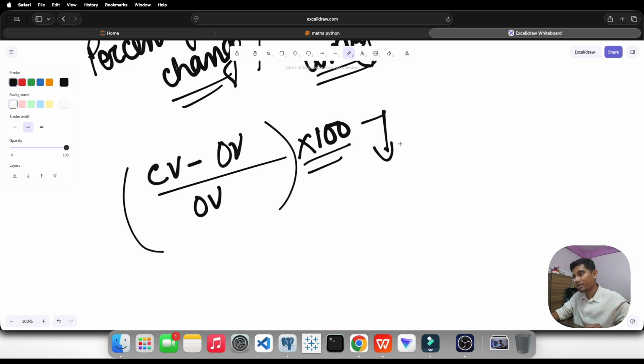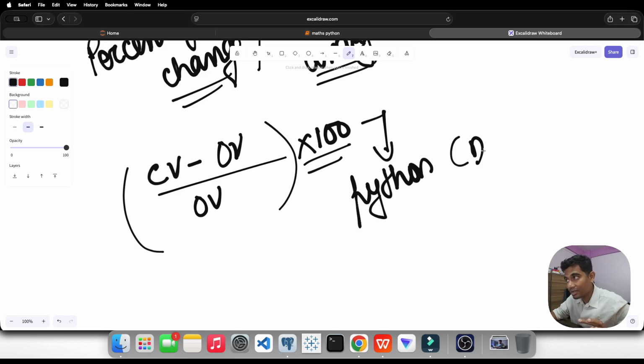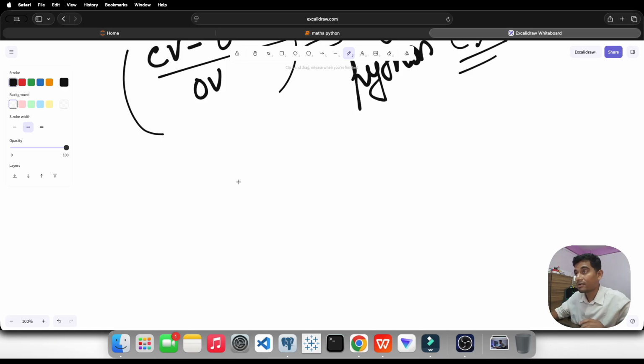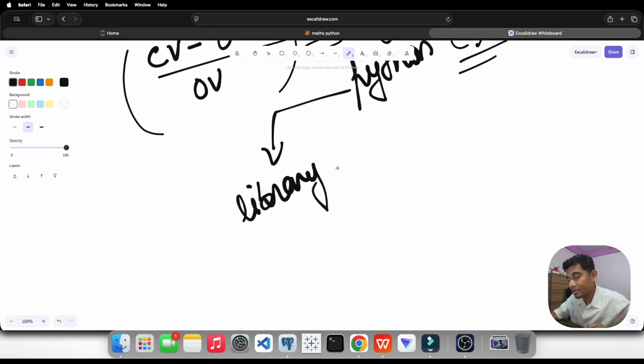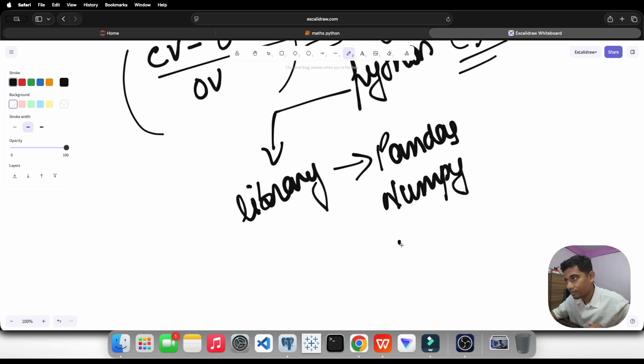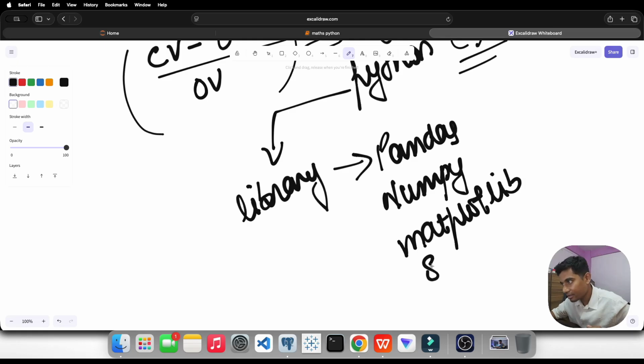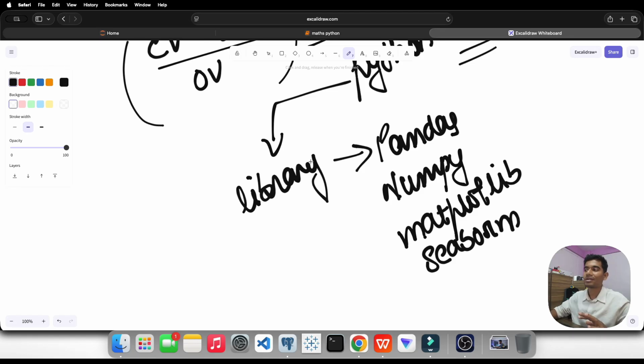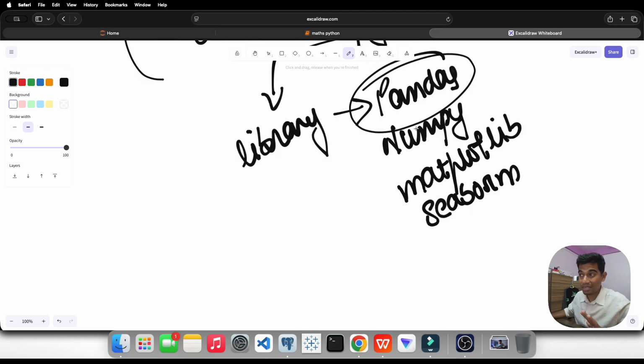Same thing we will be doing in Python, right? But we are working as a data analyst. So Python with data analyst will be done with the help of the libraries. What are the libraries? Here we will be using pandas, numpy, matplotlib, then seaborn. But here we will be taking care of the pandas library, and let me tell you one thing.